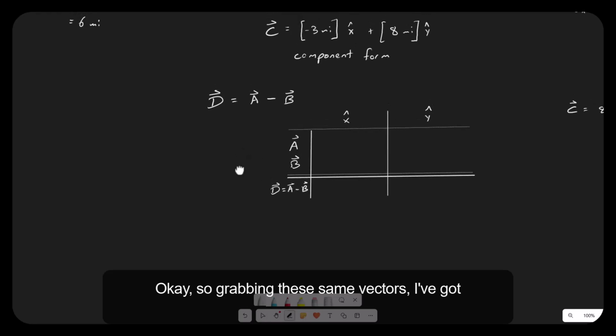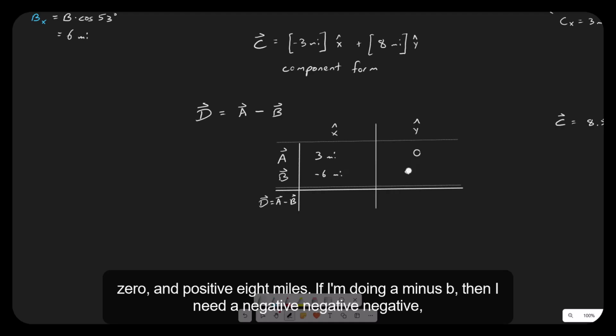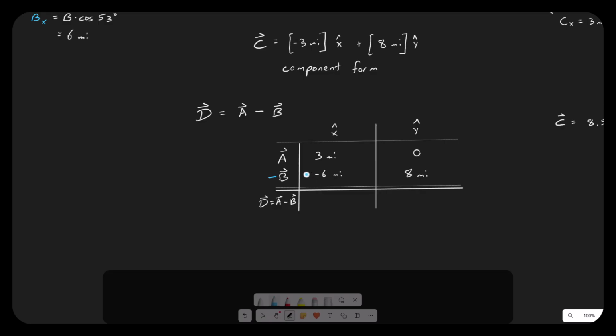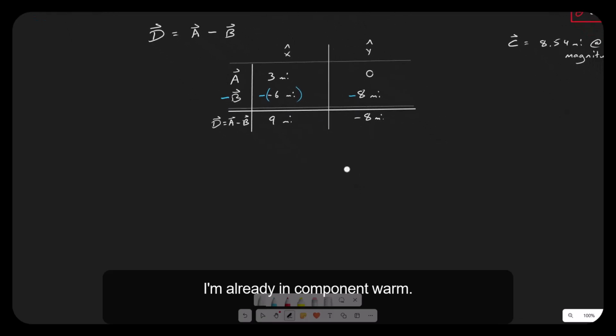Okay, so grabbing these same vectors, I've got 3 miles, negative 6 miles, 0, and positive 8 miles. If I'm doing A minus B, then I need a negative B. Negative, a negative here makes that thing positive, and a negative here. 3 minus negative 6, so 3 plus 6, that's 9 miles. 0 minus 8, that's negative 8 miles. I'm already in component form.